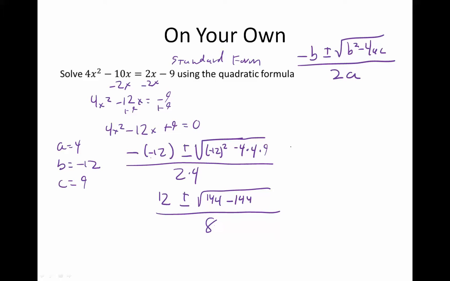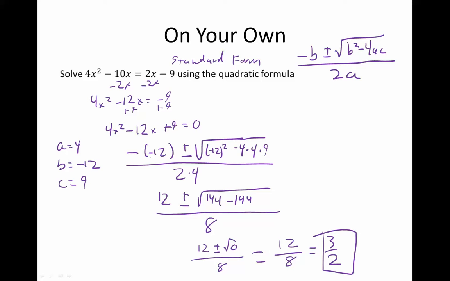Well, like we saw in the last example, this becomes 0. So we have 12 plus or minus root 0 over 8. But we know that that's just 12 over 8, because plus or minus 0 doesn't do anything. So 12 over 8 is our answer. Or simplified, that becomes 3/2.